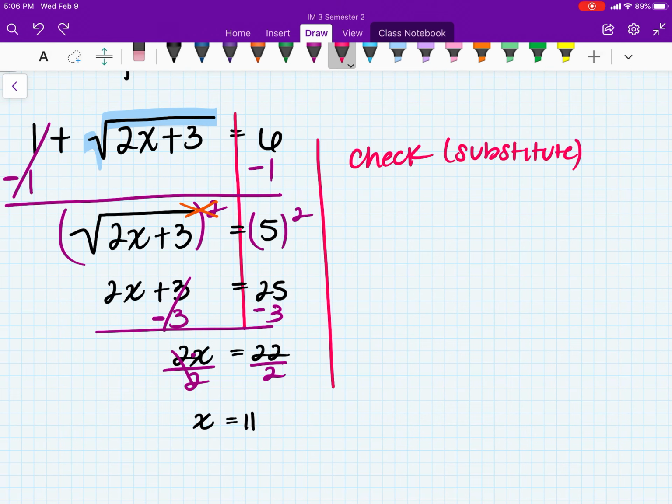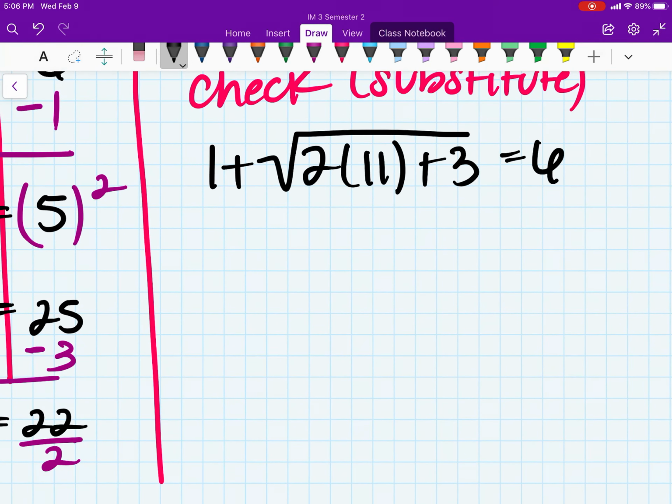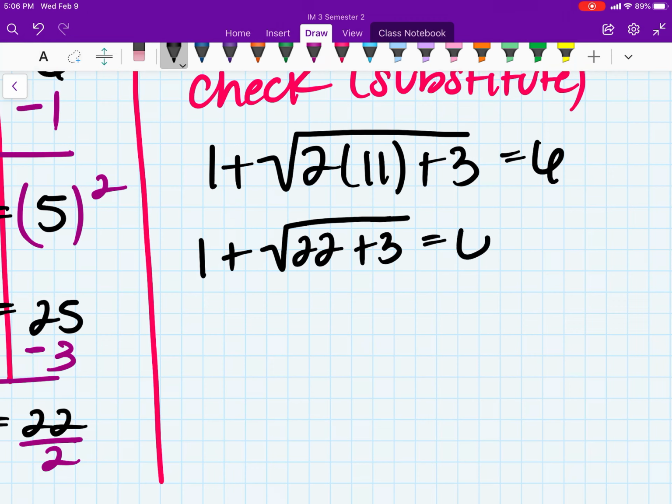So we have 1 plus the square root of 2 times 11 plus 3 equals 6. So in this case, 1 plus the square root of 2 times 11 is 22, plus 3 equal to 6. Now 1 plus the square root of 22 plus 3 in this case is going to give us 25. Once again, it's still equal to 6.